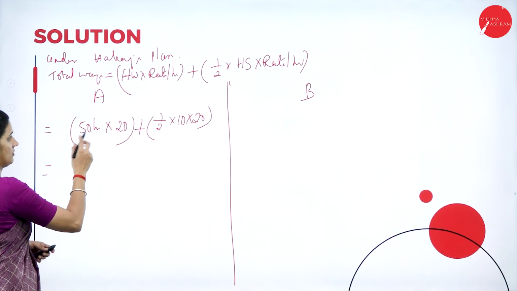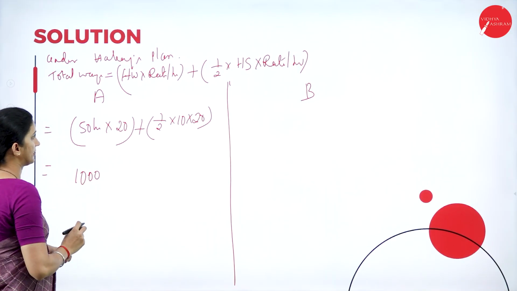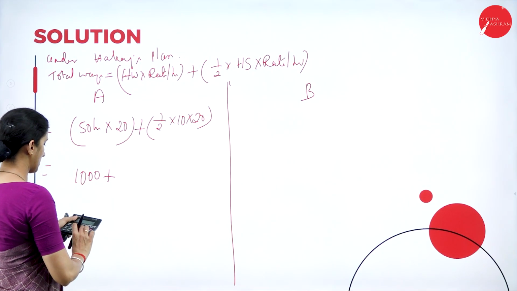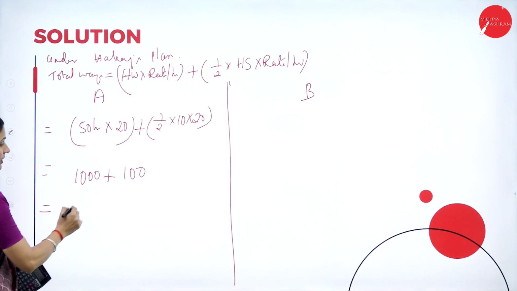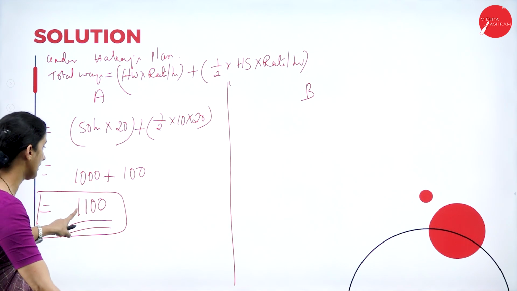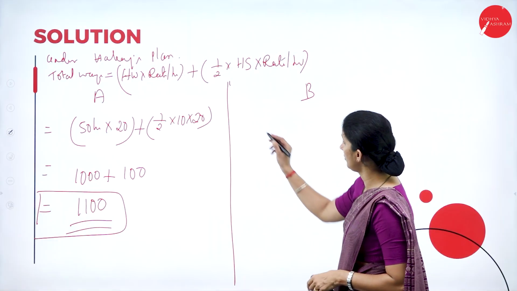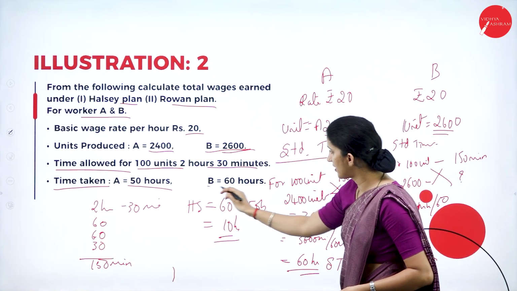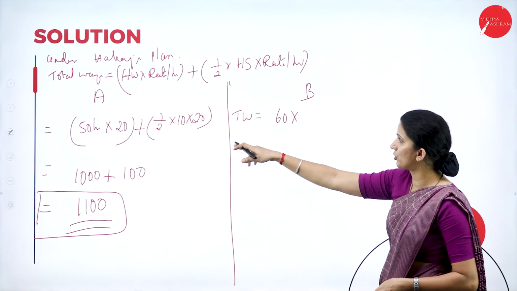So we will go for simplification. 50 into 20 is 1000, plus half of hours saved, that is 10 into 20 divided by 2, it is 100. So the total wage for A under Halsey's plan is 1,100. In the same way, we'll calculate for B also. So the total wage is equal to, what is the hours worked by B? The hours worked by B is 60 hours into rate per hour, that is the same for both workers.